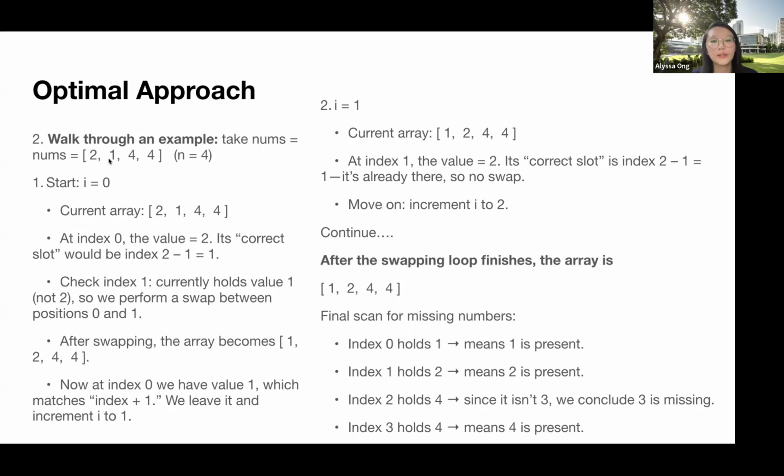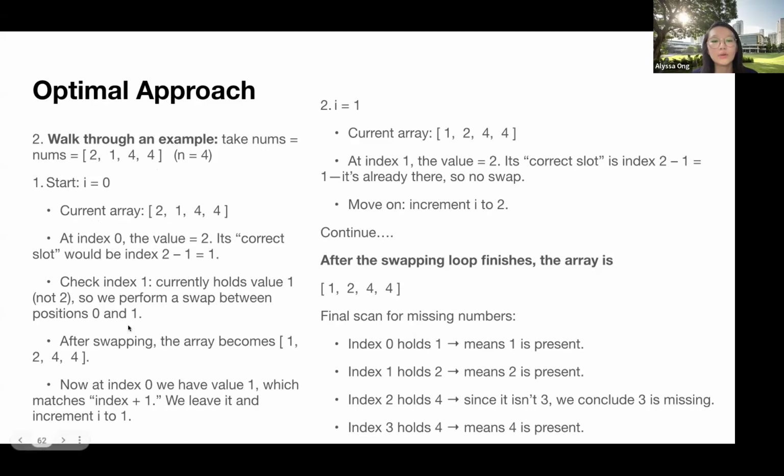So you can give a random array, maybe like 2, 1, 4, 4, and then the size of the array will be n equals 4. Then you will start from i equals 0, and at index 0, the value will be 2. So its correct slot will be index 2 minus 1 equals 1. You then check index 1, which currently holds the value 1, not 2. So we perform a swap between positions 0 and 1, and after swapping, the array becomes 1, 2, 4, 4.